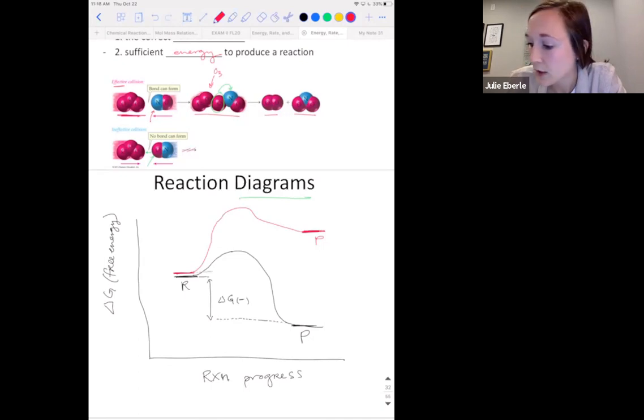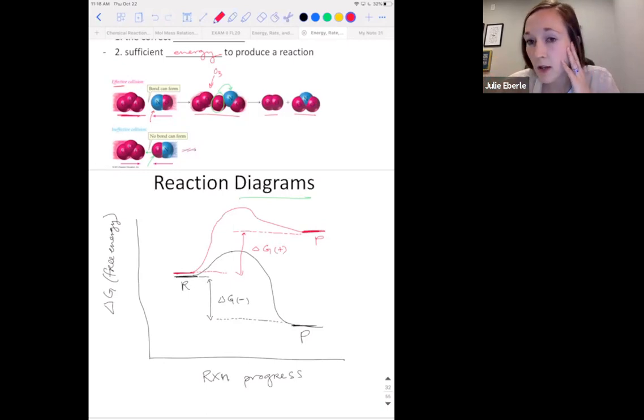So if I draw a little dotted line out here and a little dotted line over, the difference between the reactants and the products, that's the delta G for this reaction. Is this delta G positive or negative? As you go from reactants to products, this one you're increasing. There we go. Thank you, Aaliyah. It's positive.